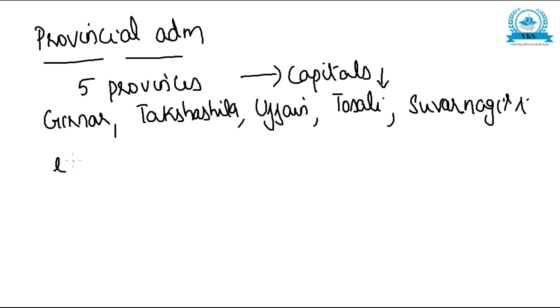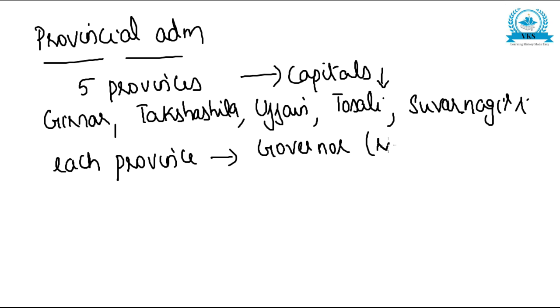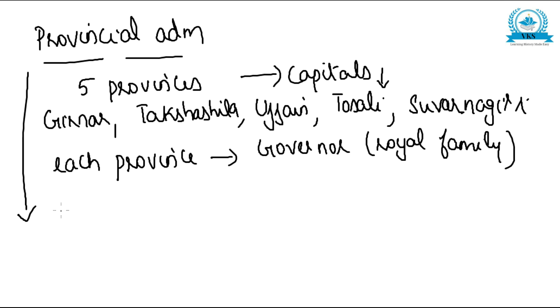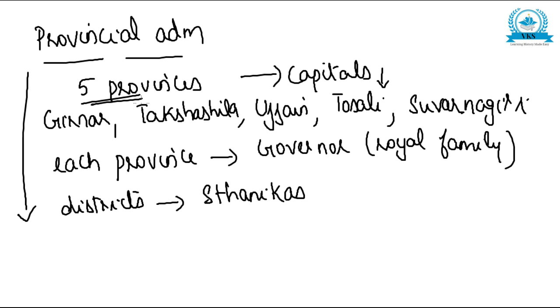Each of the provinces was under the charge of a governor, and this governor belonged to the royal family. Then provinces were further divided into districts, and districts were governed by sthanikas. So first it was divided into 5 provinces, provinces were under governors, then divided into districts, and districts were under sthanikas.